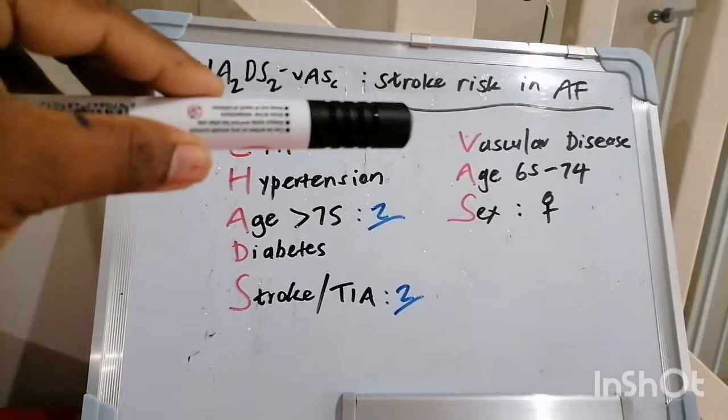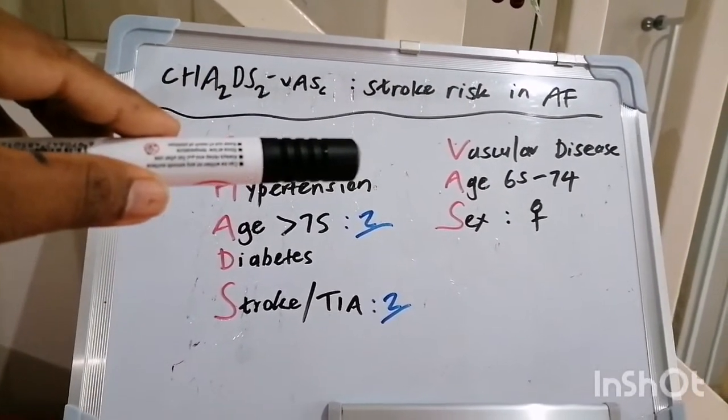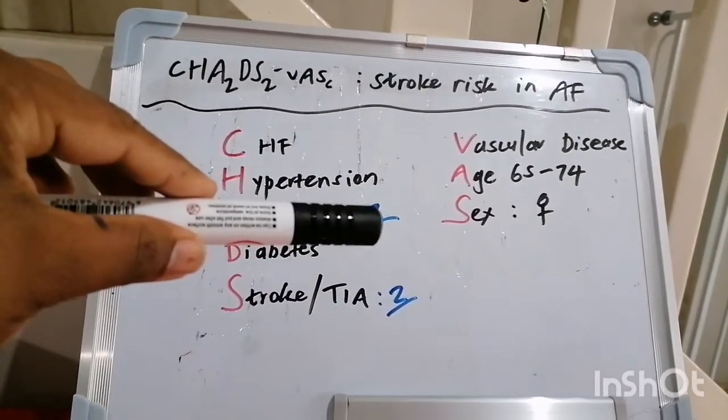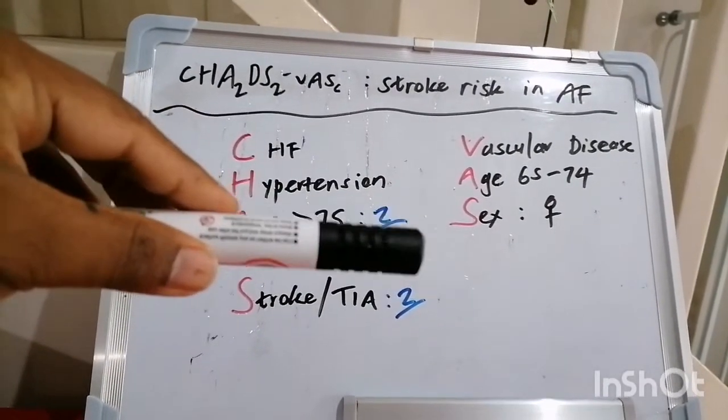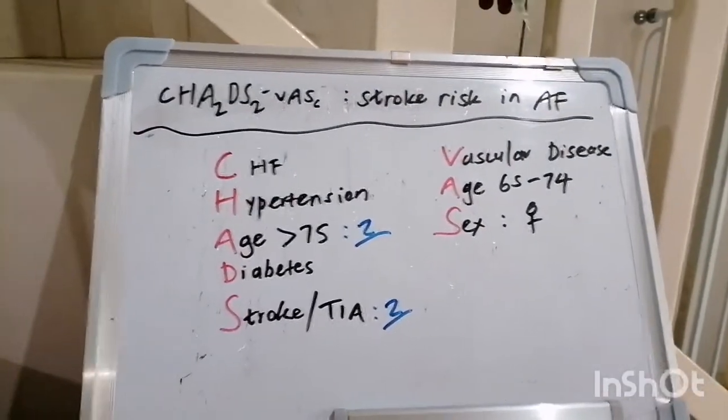Vascular disease, any form of vascular disease, be it coronary or aortic or peripheral, you score 1. Age between 65 and 74, you score 1, and female sex, you score 1. So we said if the score is above 2, you've got to anticoagulate.